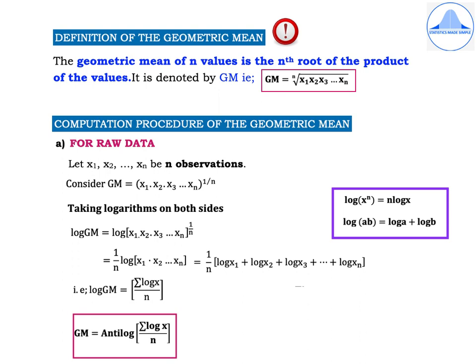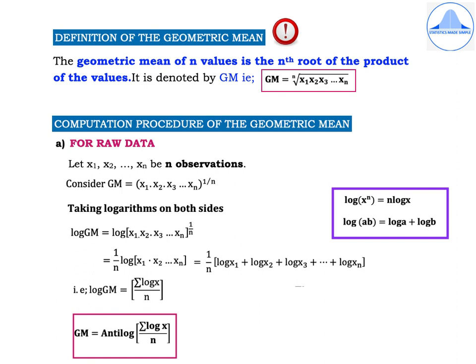Starting with the computation procedure of the geometric mean for raw data in the first subdivision, let x1, x2 so on xn be n observations. Consider GM equal to x1 into x2 so on xn whole to the power of 1 by n.